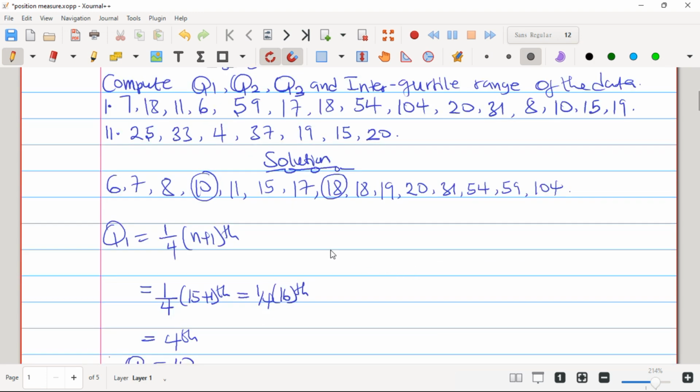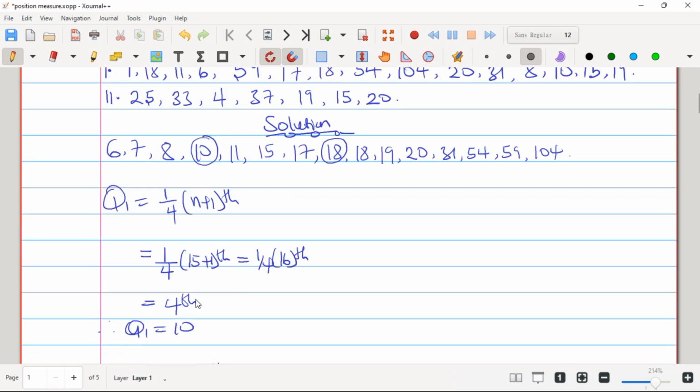For the first quartile, we replace 15 wherever we see our n. So we get 1 over 4 times 15 plus 1 position, which is equal to 1 over 4 times 16 position. And then 4 cancels 16, so you are going to have the 4th position. That's the 4th, the position.